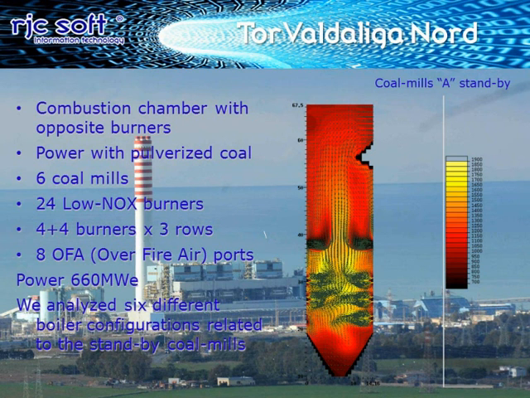The main characteristics of the new units are combustion chamber with opposite burners, powered with pulverized coal, 6 coal mills, 24 low NOx burners, 4 plus 4 burners times 3 rows, 8 over fire air ports, power 660 MW. The unit worked typically with 5 mills in operation and 1 mill standby. We analyzed 6 different boiler configurations related to the standby coal mills. On the background we see a photo of the new plant.